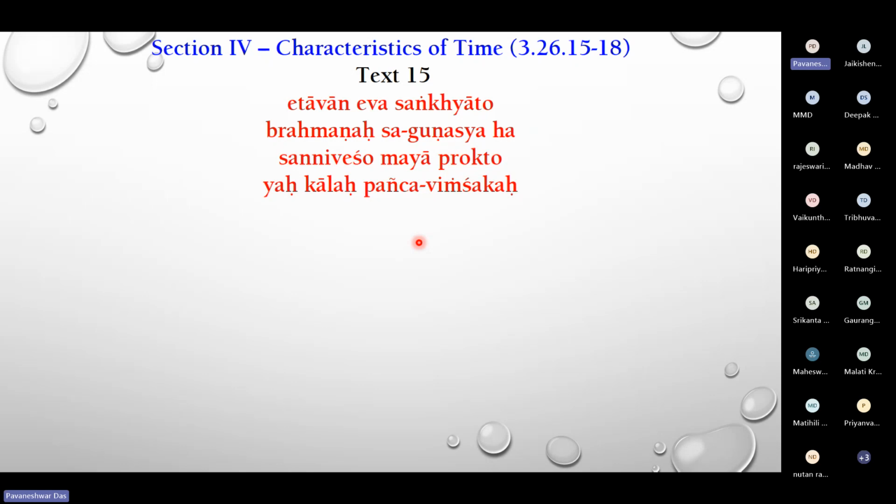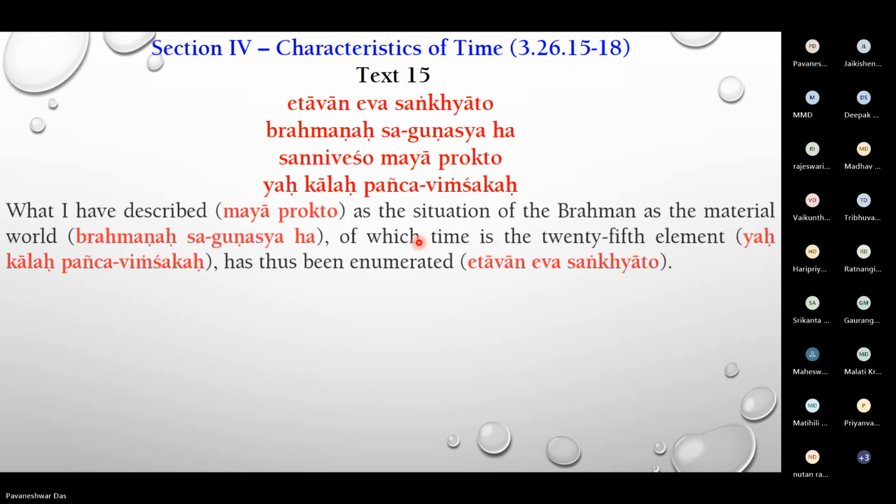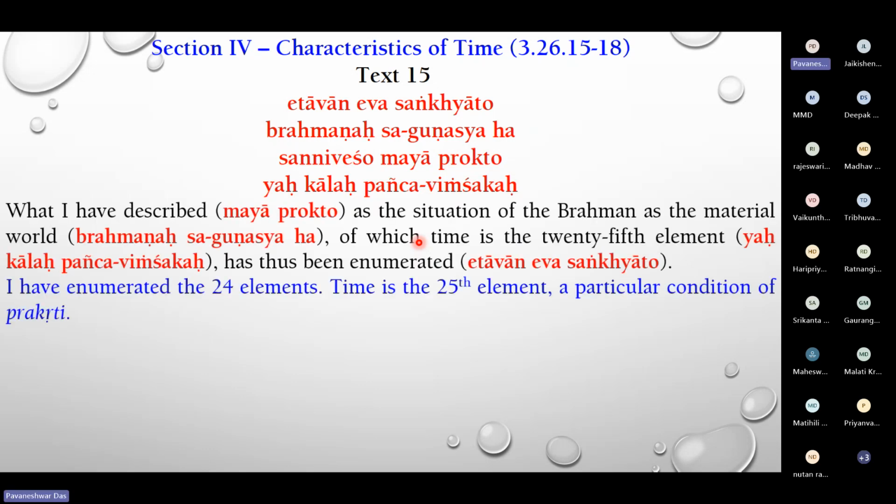Etavaneva Sankhyato Brahmanasa Gunasyaha, Tannivesho Mayo Aprokto Yakkala Pamchavimshaka. Someone read the translation.